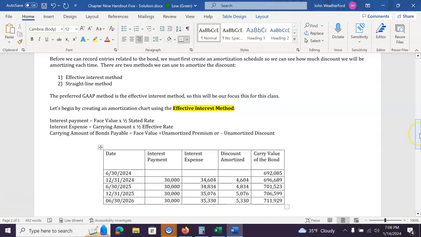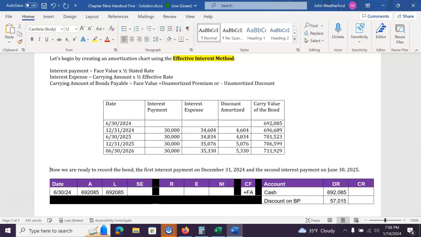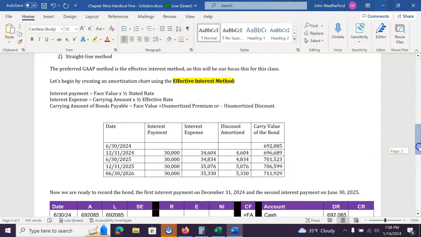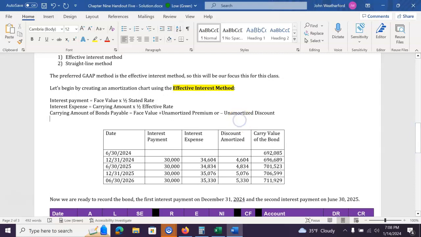All right, now I know that's kind of cumbersome. It took quite a bit of time, and really, you guys, these are the only formulas you need to run that schedule. The nice part about that, though, I knew you were hoping there was a but coming somewhere. It is cumbersome, but once you get that chart completed, it just kind of lays the amounts for your journal entries out right in front of you. So we're ready to record the bond issuance, the first interest payment on December 31, 2024, and the second interest payment on June 30th, 2025. We'll refer back up to this schedule as we're making the journal entries.